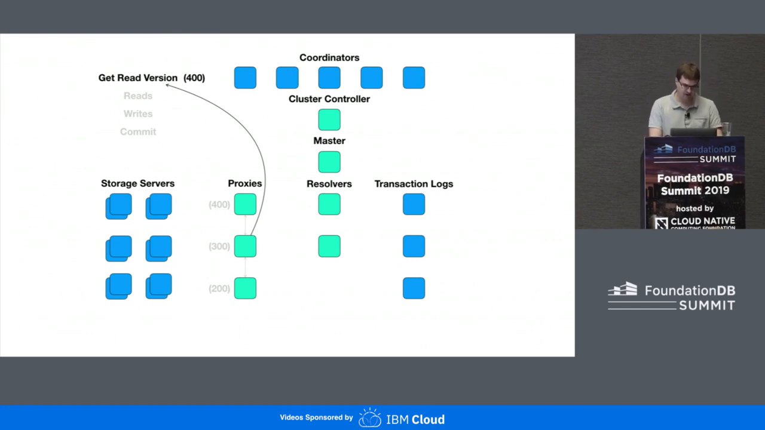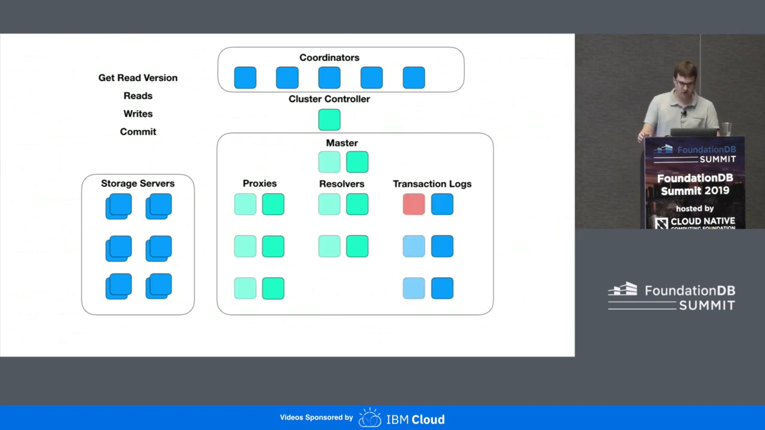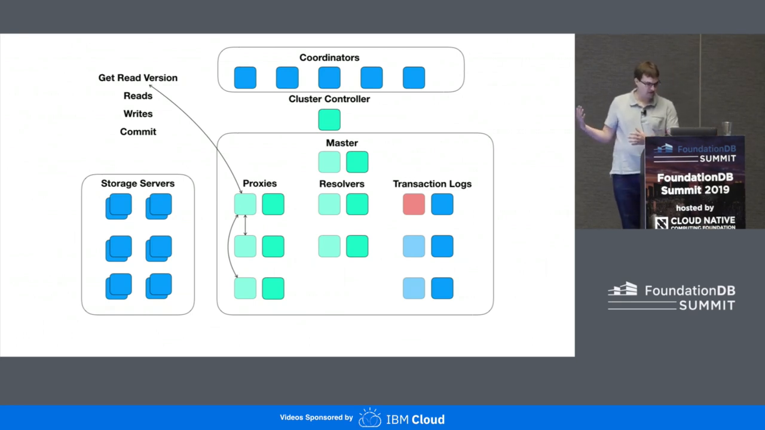Seems simple enough. However, when there's a failure, like a transaction log dies and there's a recovery, you're going to recruit an entirely new set of all of these different roles, and that includes the proxies. And because proxies are stateless, there's nothing that's going to prevent a client from talking to the old set of proxies and getting a read version. So you could be happily accepting commits on a new generation of logs, but still giving out versions to this old version from the previous generation.